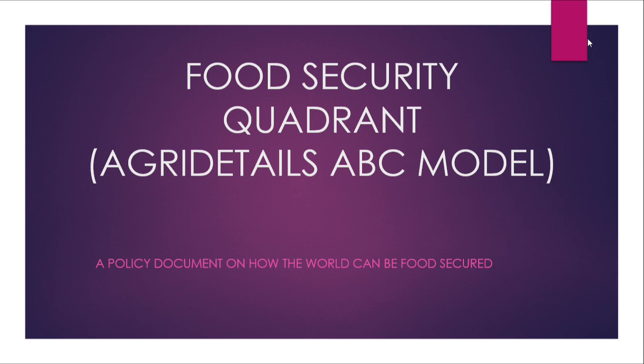Food Security Quadrant, AgriDetails ABC model, a policy document on how the world can be food secured. That is what we are going to be discussing today. Let us go.